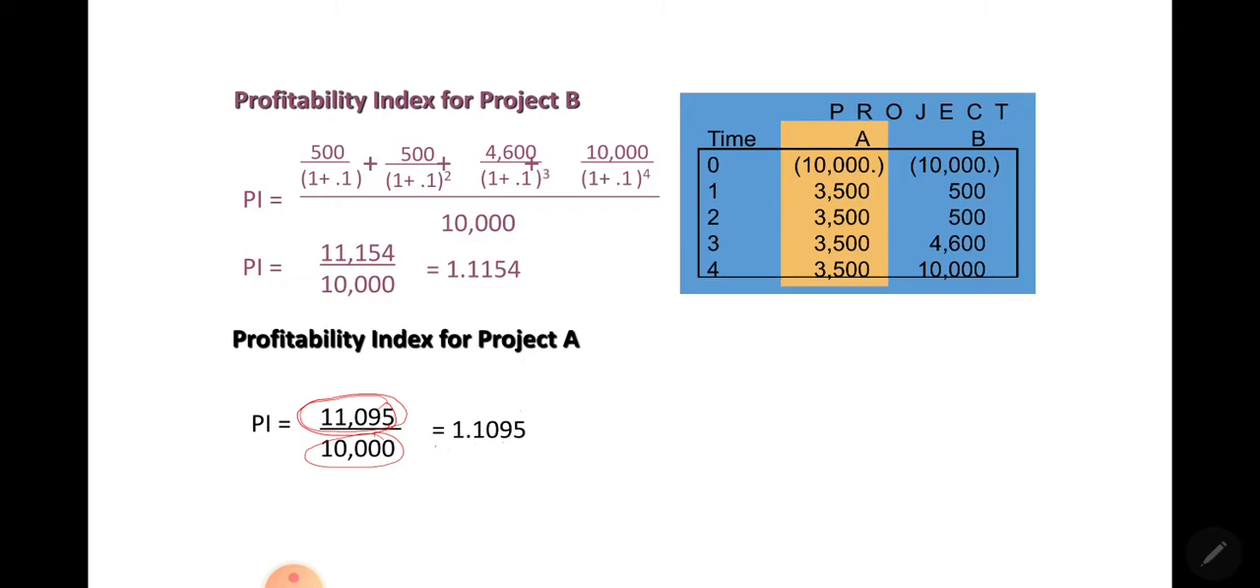So आपने देखा इसमें standardize कर दिया है, बस वहाँ पे आंसर क्या आया था? 1054 and 1154 and 1095, ये आपके NPVs आए थे. Now you have converted these into your profitability indexes. Okay, so moving ahead.